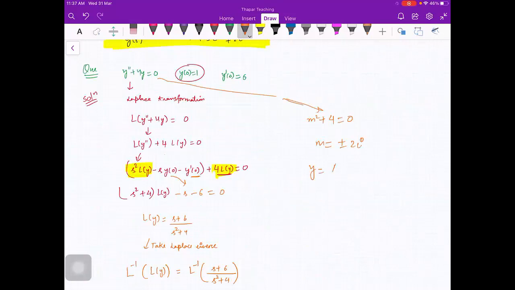So you write y is equal to a cos 2t plus b sin 2t. Then you will put y of 0 is equal to 1 and y dash 0 is equal to 6.